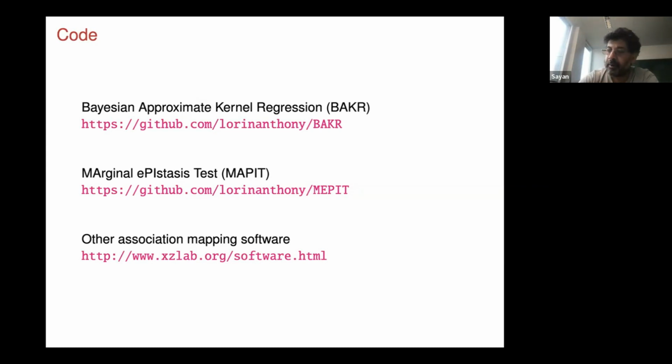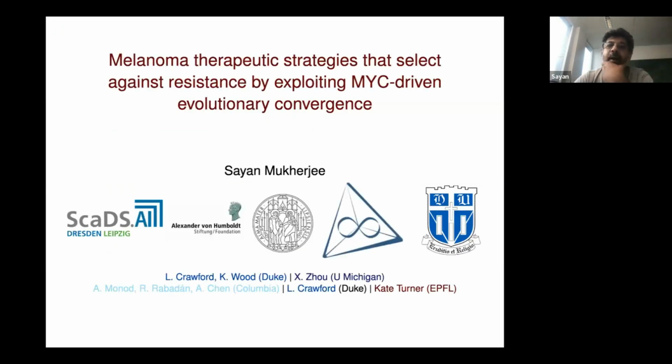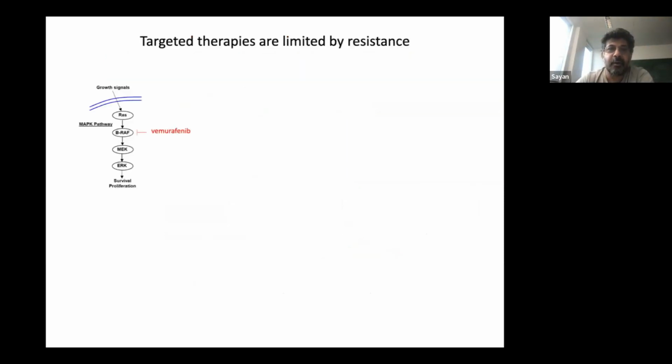Okay, now I'm going to spend about 15 minutes telling you a similar story, but in a different application, which is myeloma therapeutic strategies that select against resistance by looking at MYC-driven evolutionary convergence. And let me explain all of that. So there's a drug. It's called vemurafenib, and it targets a particular gene in the MAPK pathway called BRAF. And this is dealing with growth signaling.